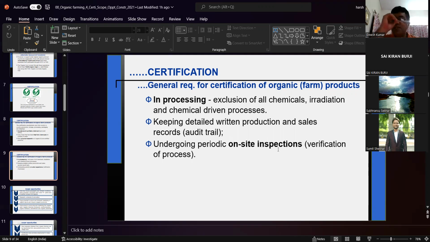Undergoing periodic on-site inspection. So farmers, particularly under NPOP, need to maintain certain records, which is known as internal control system, ICS, where farmers maintain some registers in which they write all the details: where they got the seed from, what variety, when they used manure, what manure, all kinds of agricultural operations performed by them. They are written in the register, and that register is verified by inspection agencies. So keeping detailed written production and sales records and undergoing periodic on-site inspections, the verification process is done by the certification agency.